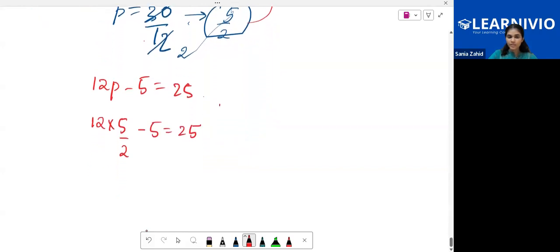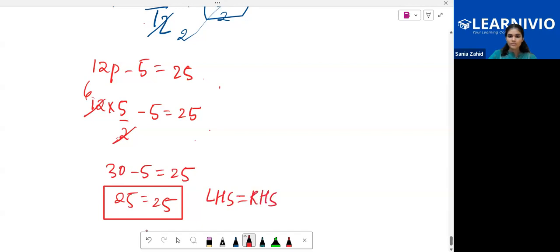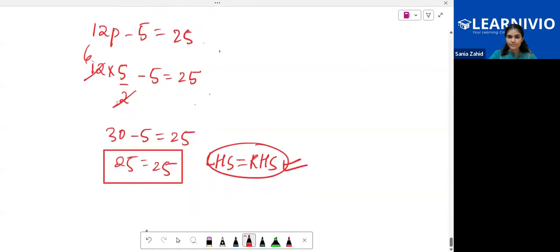Now solve this. 2 into 6, so 6 into 5 is 30. Minus 5 should give you 25. So you're getting 25 here as well as 25 here. That means our LHS is equal to RHS, right? Hence our answer is correct. Good. Now I'll give you a few more questions.